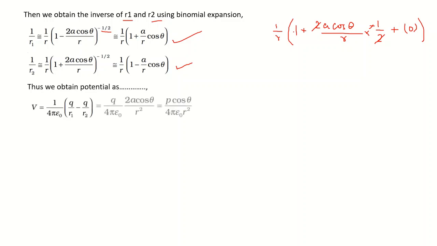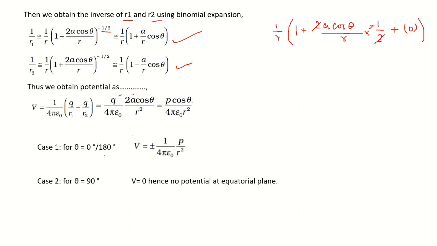And hence we further proceed to place the values of 1 by r1 and 1 by r2 to obtain this kind of equation. If you perform the calculation, you will find that V equals q into 2a cos theta by 4 pi epsilon naught r square, where q into 2a can be replaced by p, the dipole moment, and the potential depends on the angle theta with the cos function. So with this we can conclude with two types of cases: where theta will be 0 or 180 degrees, and where theta will be 90 degrees.